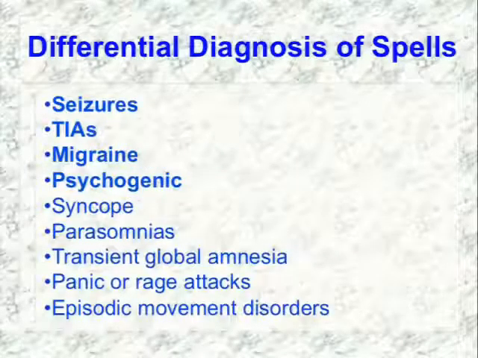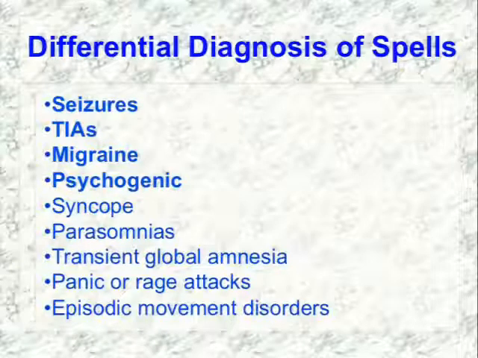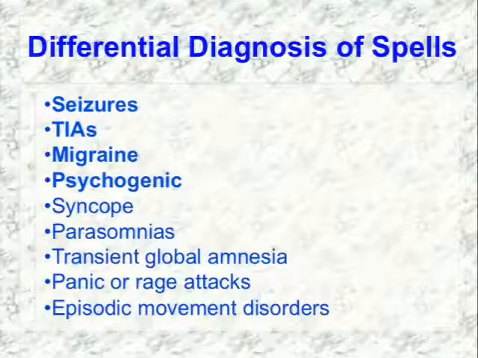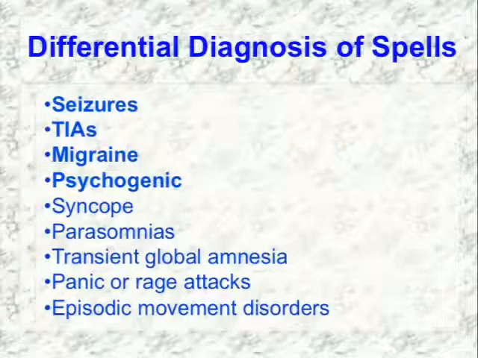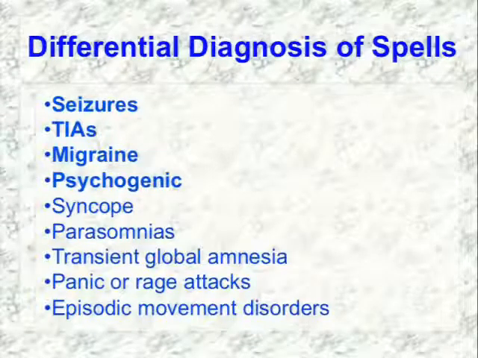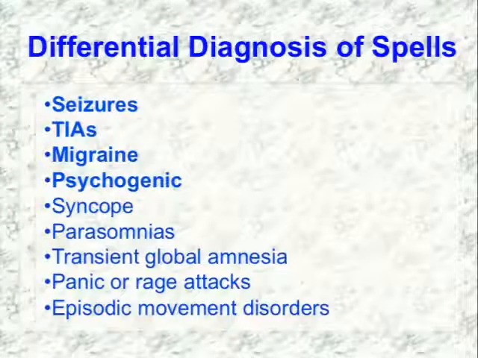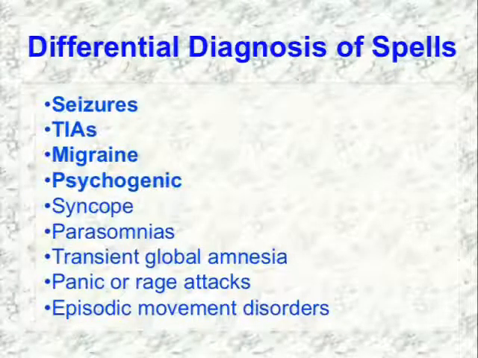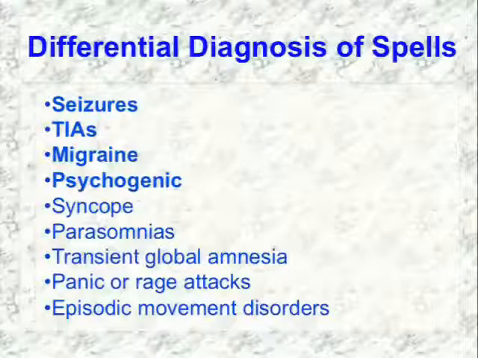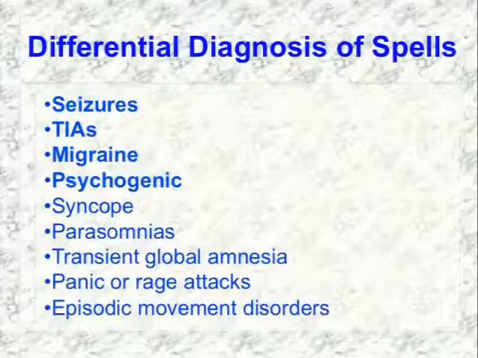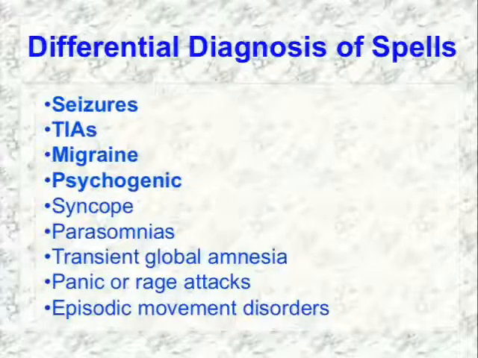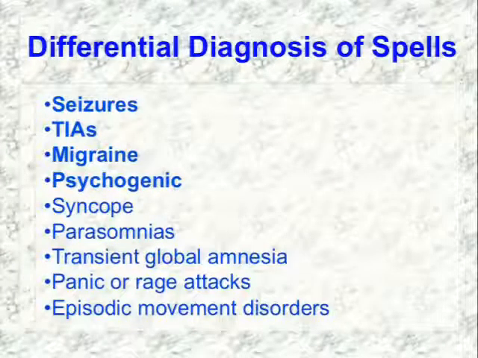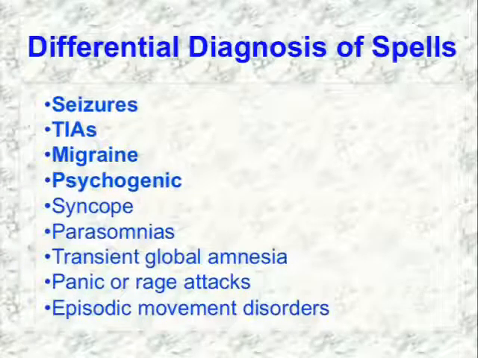And the differential of neurological spells is very straightforward. The big four things that we see are seizures, TIAs, migraine, and psychogenic events. But usually with a good history, you can distinguish easily between seizures, TIAs, and migraine. Seizures tend to be brief, they tend to be stereotyped. They often involve alteration of awareness, they often involve involuntary movement. If you get a good, clear description, the history is fairly distinctive, and you can make the distinction from these other causes by that history.